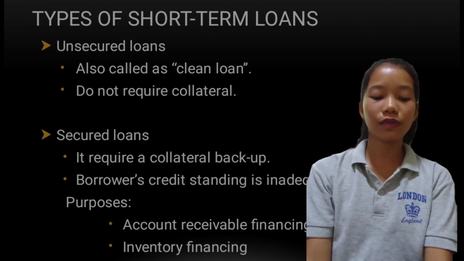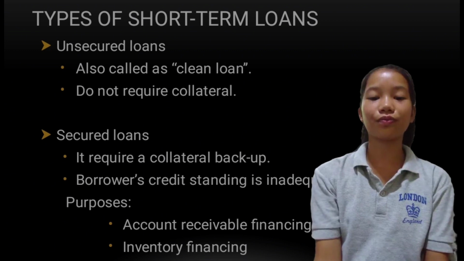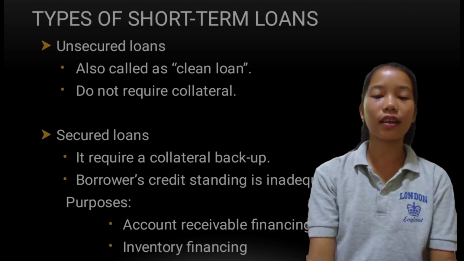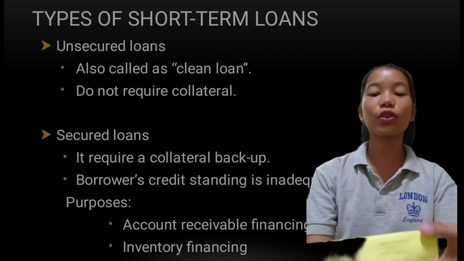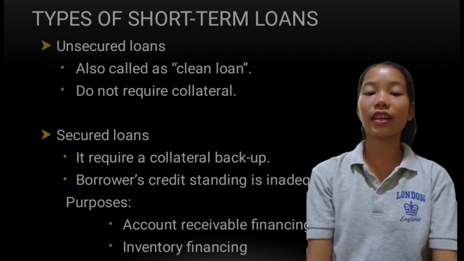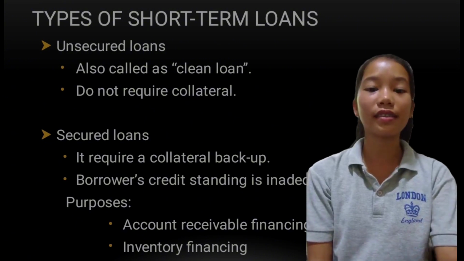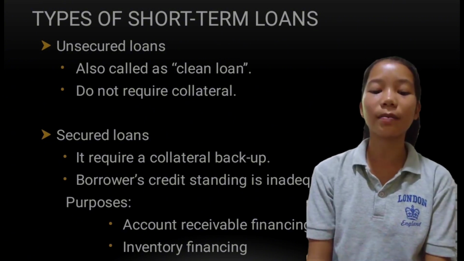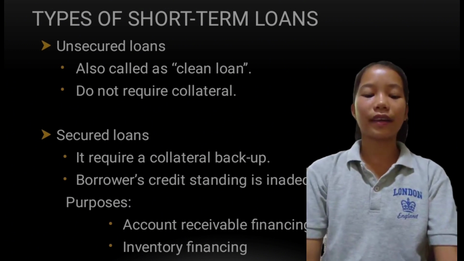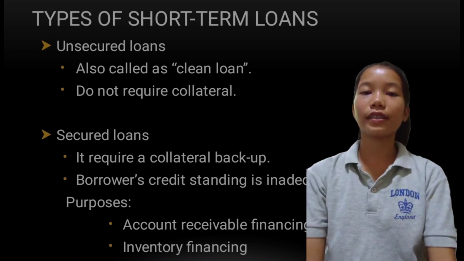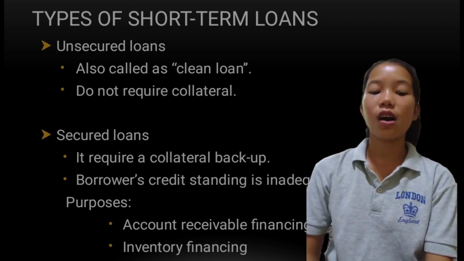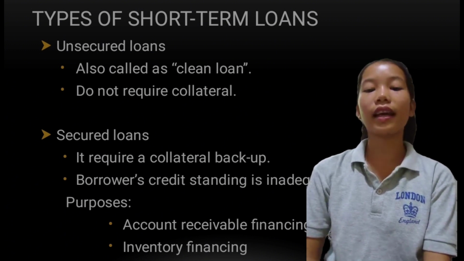So now next is the secured loan. So secured loan is mag-require na siya, kay kung ang unsecured loan dili na siya kailangan og collateral. So kung secured na siya, collateral backup, mag-require na siya og collateral backup. So for examples sa secured loans is auto loans, business loans, installment loans.